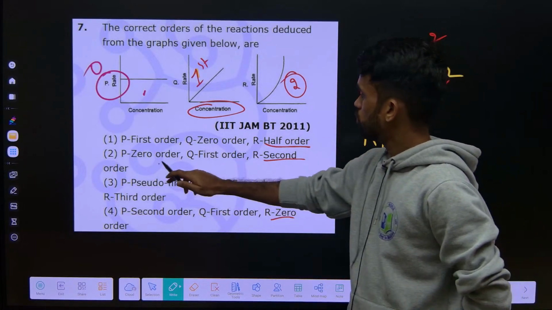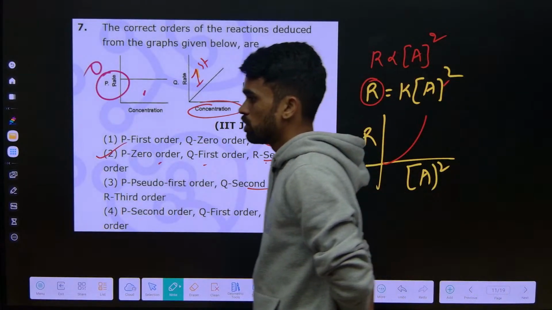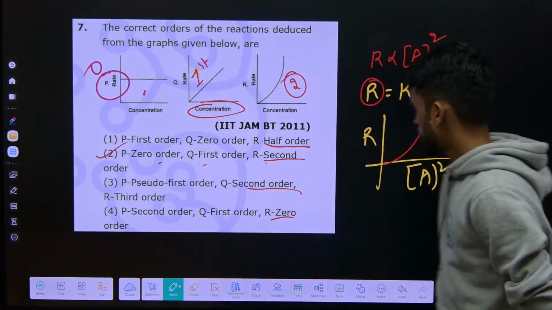So zero, first, second. Option 2 will be the perfect answer for the question. Okay, hope this is clear, right.